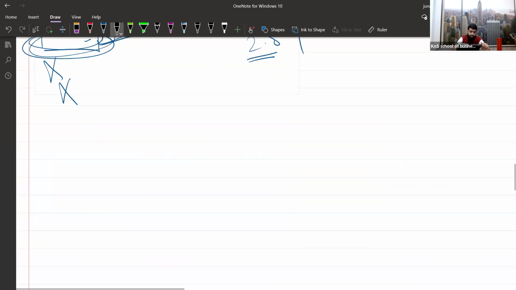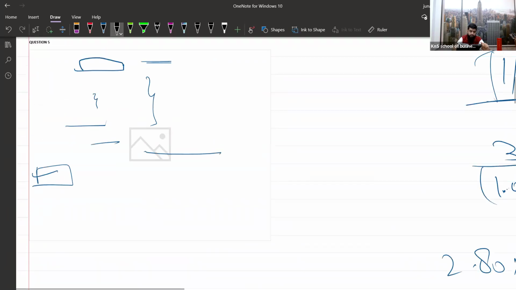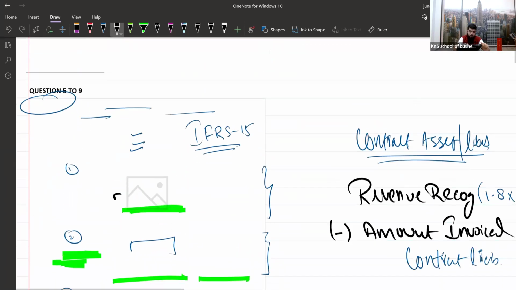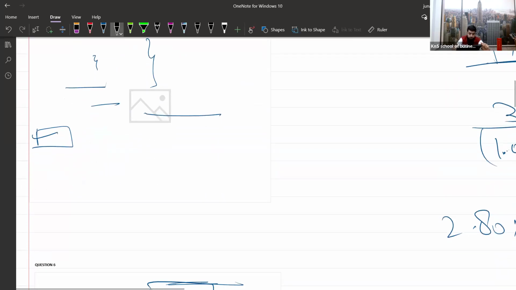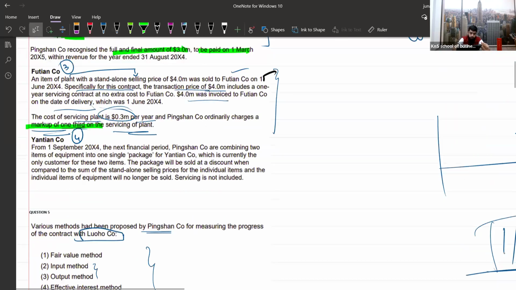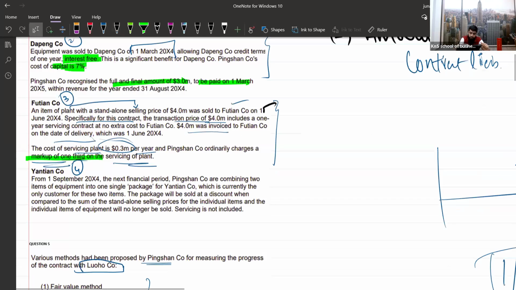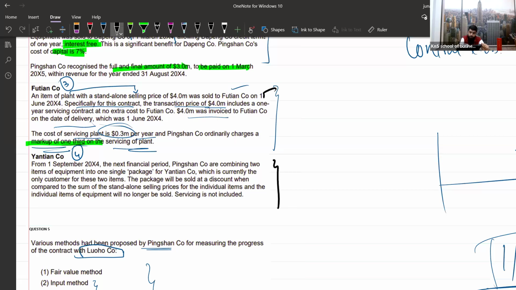Yantian contract, let's read the requirement. Let's read the data for the Yantian contract, what is the requirement, what is the data of this question. That is the last one. On 1st September, the next financial period, Fengshan are combining two items of equipment into one single package. It means two equipments. These will be combined as one, that is, it will be sold as a package, which is currently the only customer for these two items.